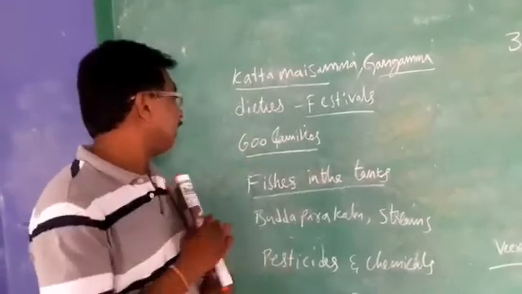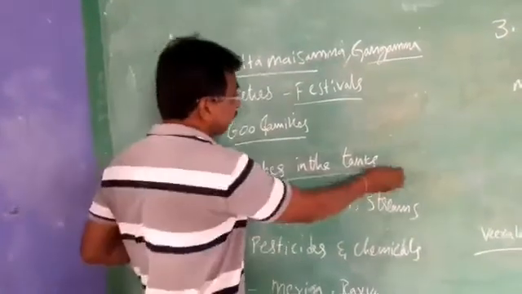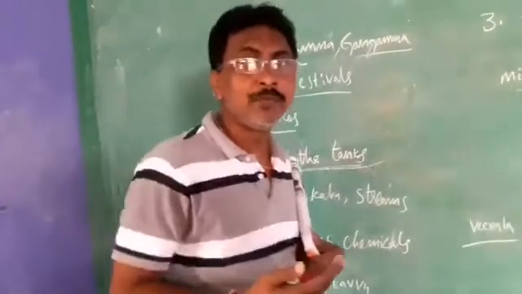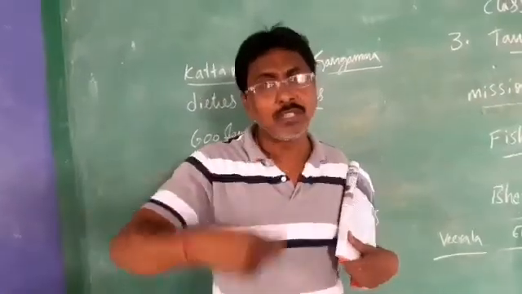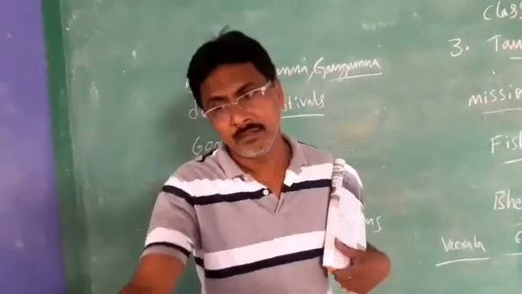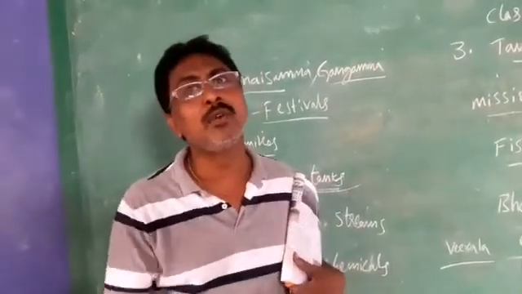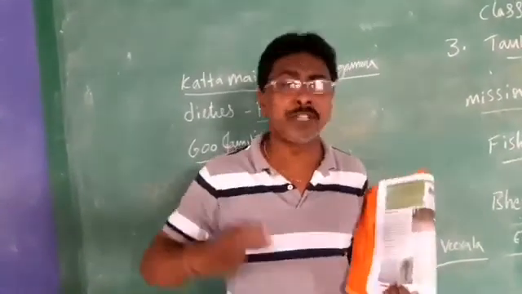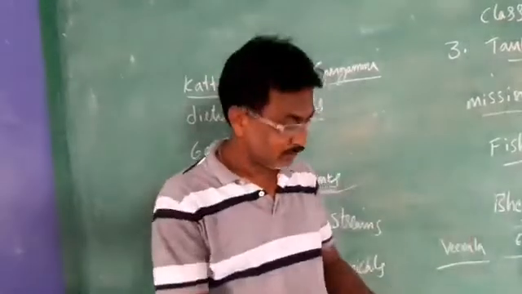There are fishes in the tank and fishes in the river. These people sow the seeds of fishes, small fishes, in the river, and they grow the fishes there. Some types of fishes they grow.